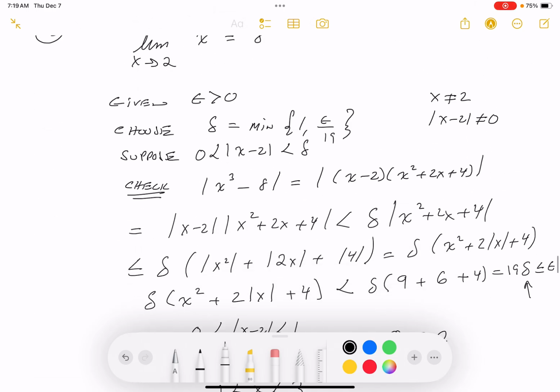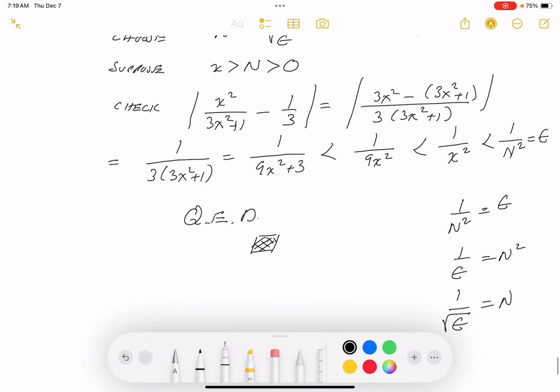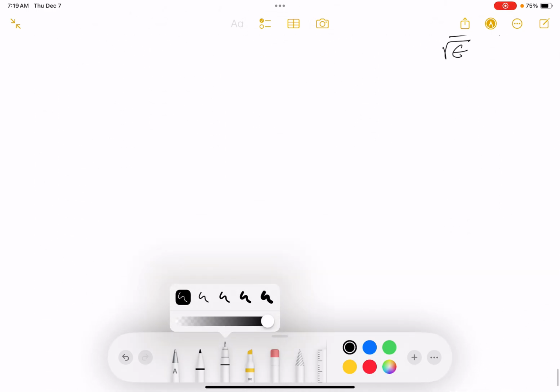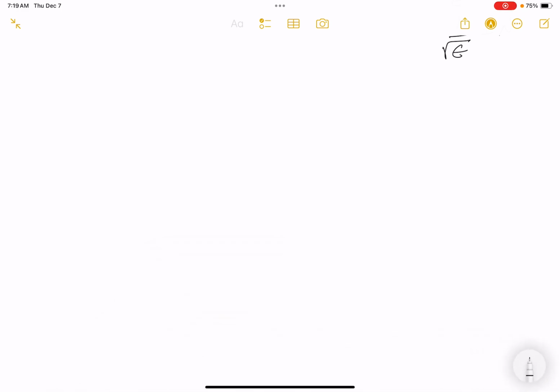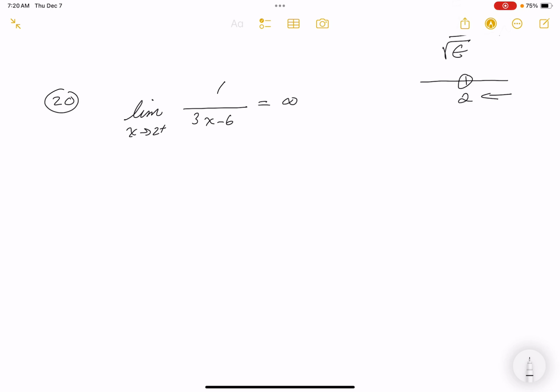And we're on problem number 20 now. Let's write that down. So what's number 20? 20 is the limit as x goes to 2 from the right side of 1 over 3x minus 6 is infinity, right? Let's just go through that from a pre-calc perspective or a calc 1 perspective. When you look at this, it's 2, and you're on the right side of it, all right?